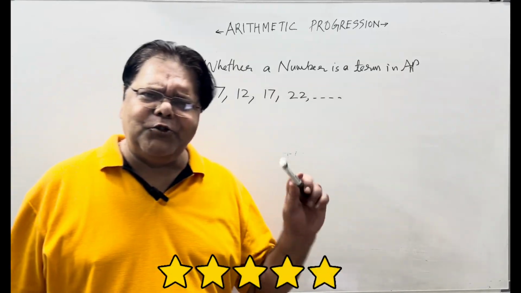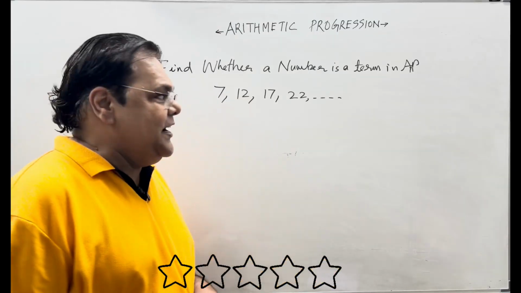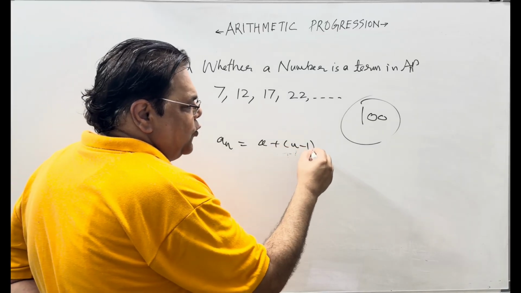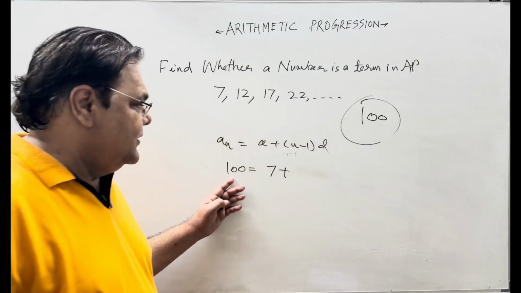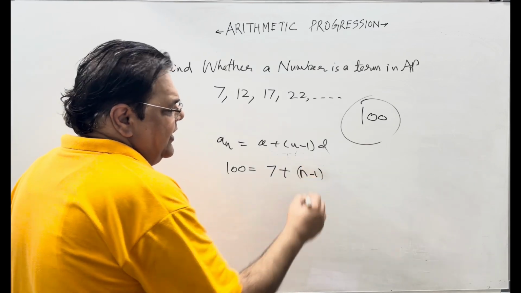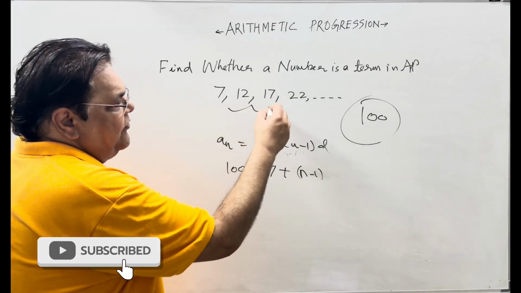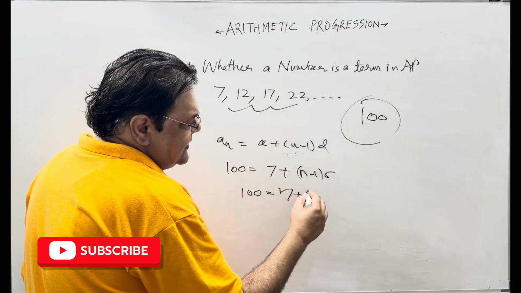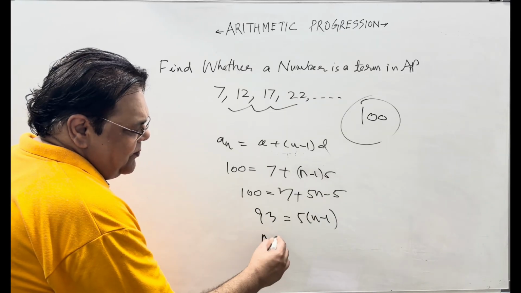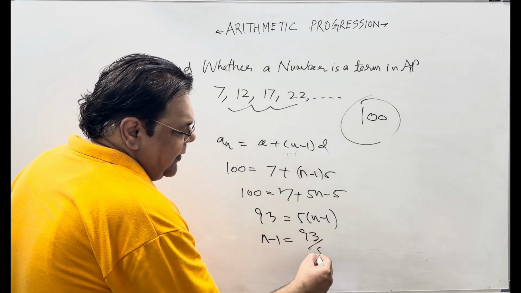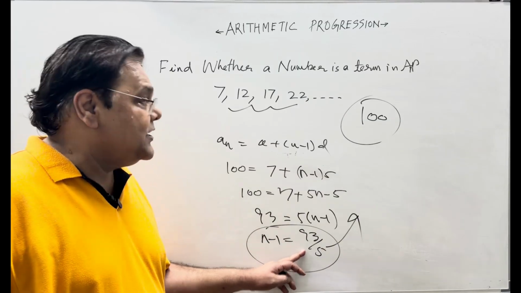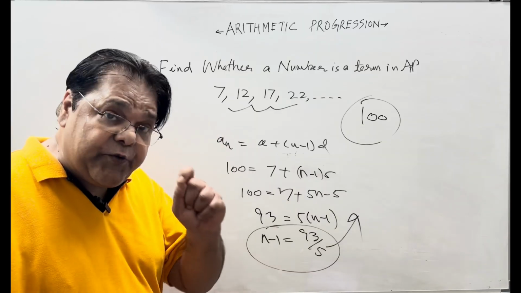Suppose I twist this question a little bit and ask you whether 100 is a part of this or not. An is equal to a plus (n minus 1)d. 100 is equal to 7 plus (n minus 1) times 5, that is 7 plus 5n minus 5. So n minus 1 is equal to 93 by 5. This is not an integer. Hence, 100 does not belong to this sequence.